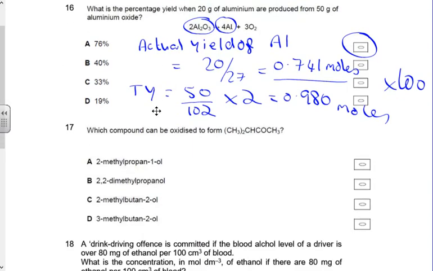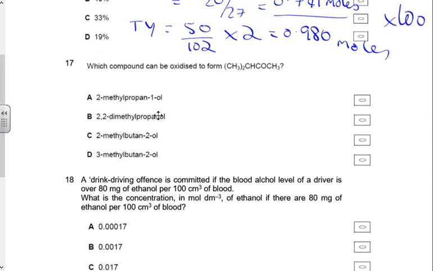Question 17 is which compound can be oxidized to form this compound, which is a ketone. Now, I would like to draw this compound out first of all to help us with this question. So if I draw it out, I have a CH3 attached to a carbon, attached to a hydrogen, attached to a CH3, attached to a C double bond O, attached to a CH3.